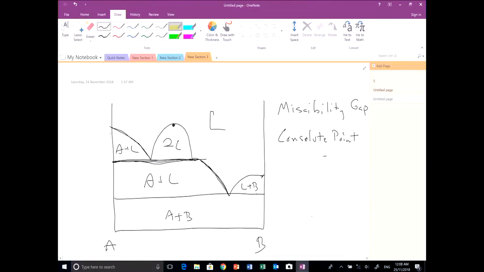And the temperature right there is the temperature that defines another invariant point. That's called a monotectic.